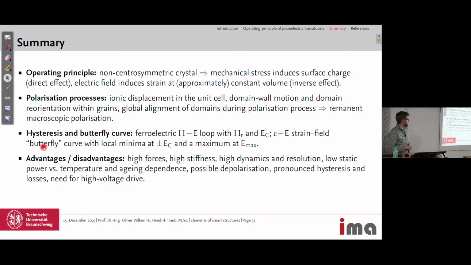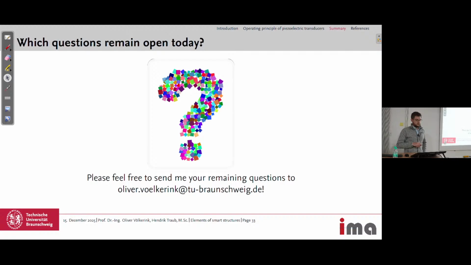And from the slide before, advantages and disadvantages: high forces, high stiffness. Piezoceramics have Young's modulus up to 60 gigapascals, so we can really use it as a structural material. We have high dynamics and resolution. We only need low static power, but we have temperature and aging dependency, could depolarize it due to different effects, and we have a pronounced hysteresis, and we need a high voltage drive. So with this, I'm at the end for this lecture, and I'm open for questions.